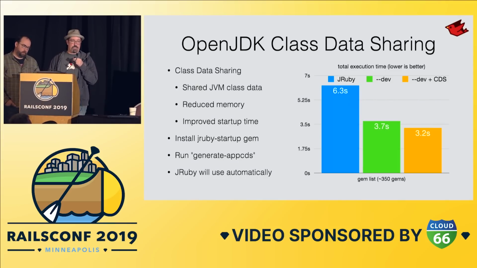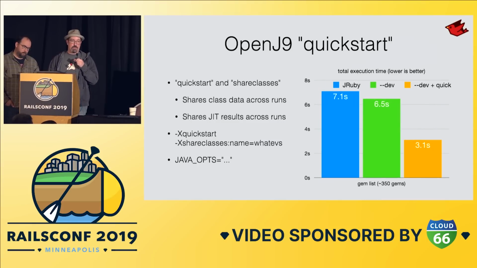To do this, there's a JRuby startup gem you can install. That comes with a generate app CDS, application class data sharing. You run that, and then we should pick it up and start up faster. And we're going to add more tools and tricks into this JRuby startup gem to kind of fix things and speed it up. A more recent one I've been excited about, another JVM from IBM called OpenJ9 has this quick start feature.